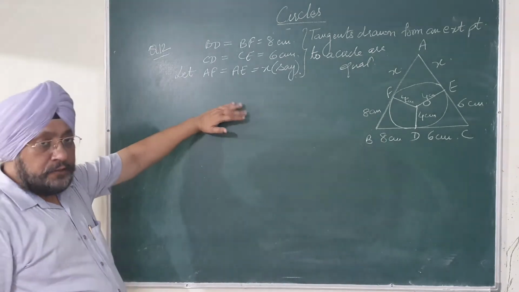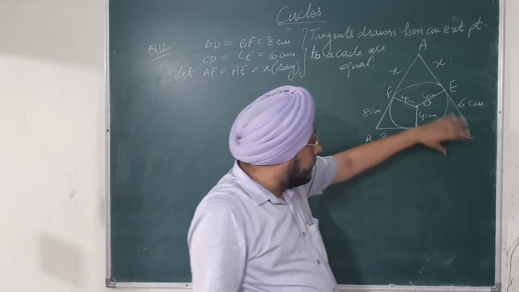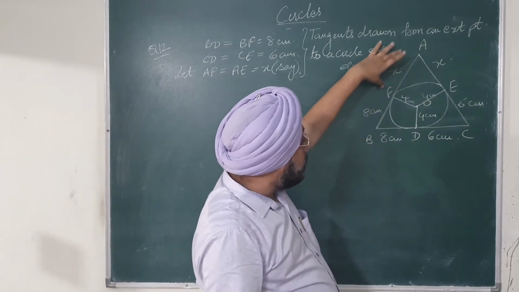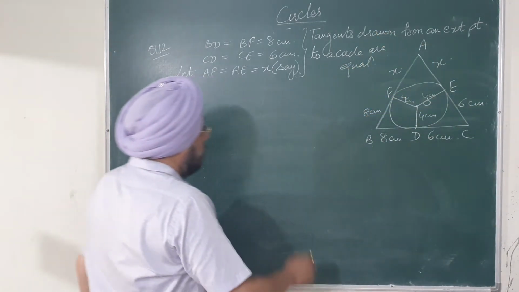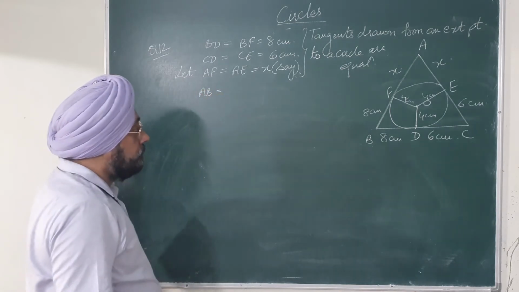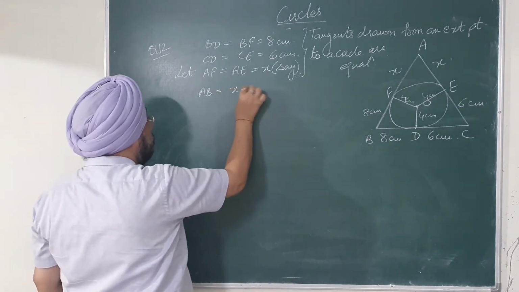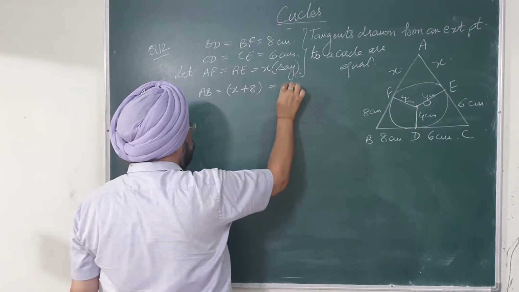So this is the reason which we have already done. So we get this as 8, so BF is equal to 8. Since CD is 6, CE is also equal to 6. We have supposed that AF is equal to x, so AE must be equal to x. Now can I say AB must be equal to x plus 8 centimeter? Let us consider it as small a.